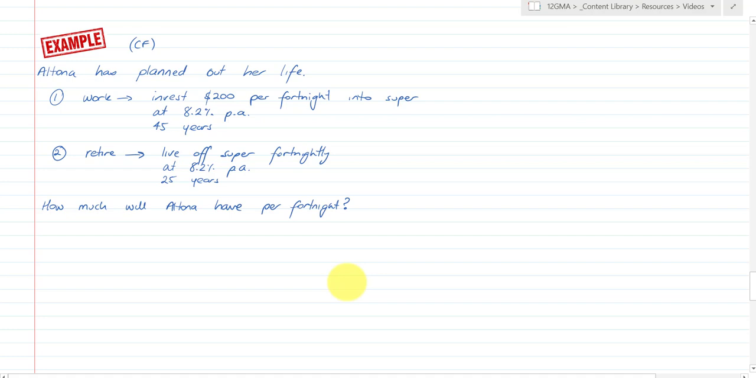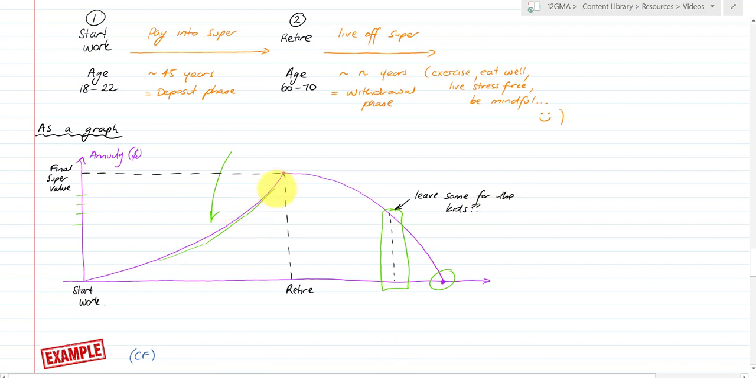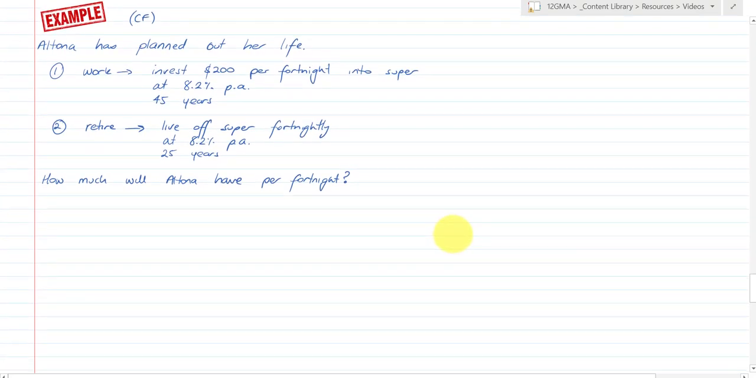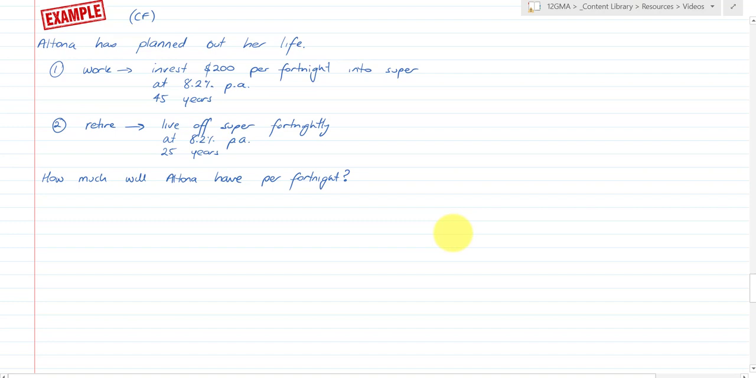Now, time's a big thing here. If you invest in super for 30 years, it does pretty well, but with 45 years, those last few years make the biggest difference. You can see it here. It's growing exponentially. If you did a few more years on that, you'd make an even bigger difference. So you'll be surprised at the effect this has. She's going to work for that long, then retire for 25 years, living off the super fortnightly. I've chosen 8.2% because that's the average profit from shares over the past however many years.